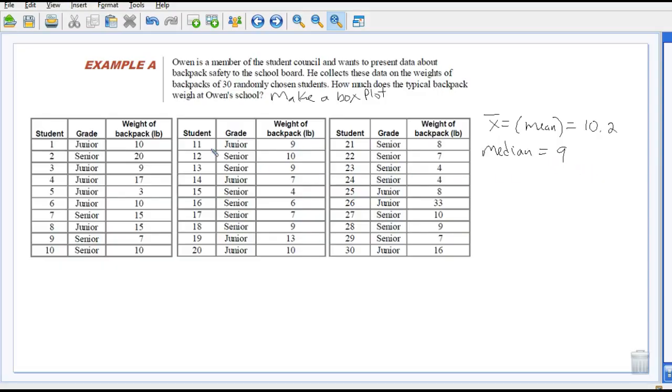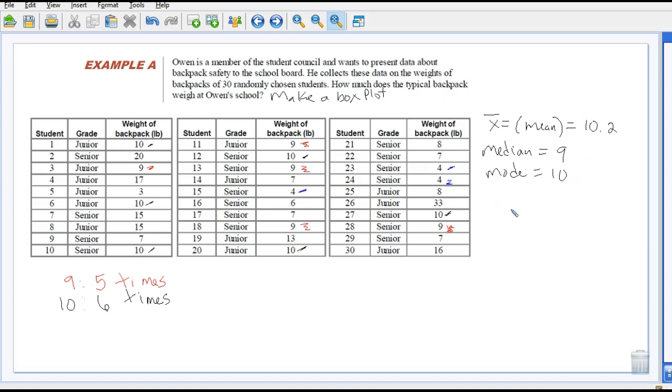And then we have mean, median, mode. We would have to actually look at the data and say which one is the mode. I see 10 six times. So I see there are six tens. Let's see if there's anything else. I just counted up the 10s and the 9s. 9 came up 5 times, 10 came up 6 times, so that means the mode is 10. So we have these different ways of describing what the typical backpack would weigh at Owen's school.